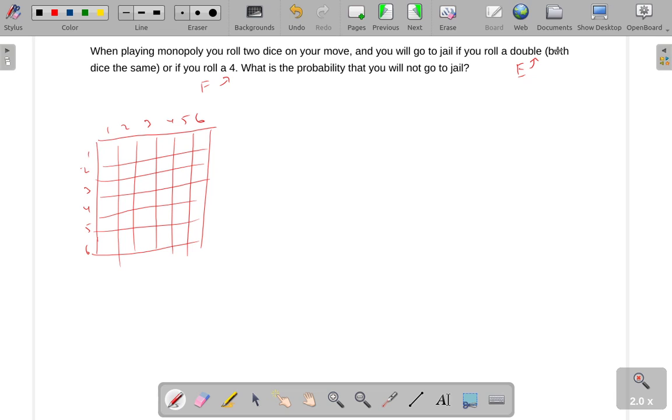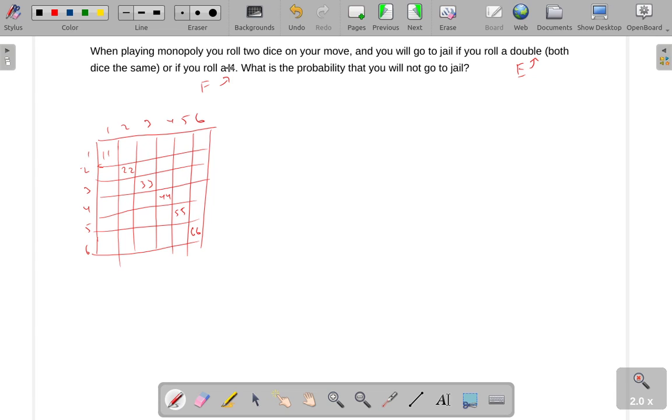Alright, so if I roll a double, in other words, both dice being the same, let's look to see where those are. Well, both dice being the same, 1, 1, or 2, 2, or 3, 3, 4, 4, 5, 5, or 6, 6. Those are doubles along there. You can see 6 different outcomes where we have doubles.